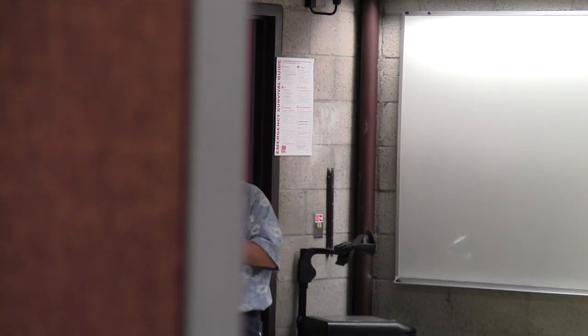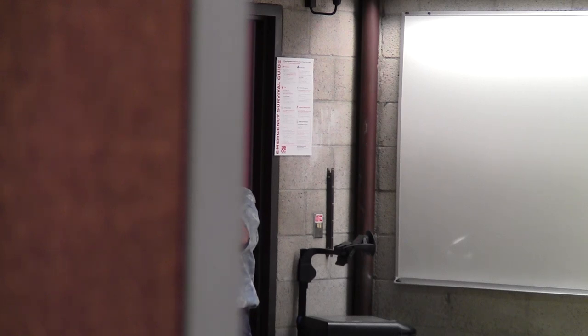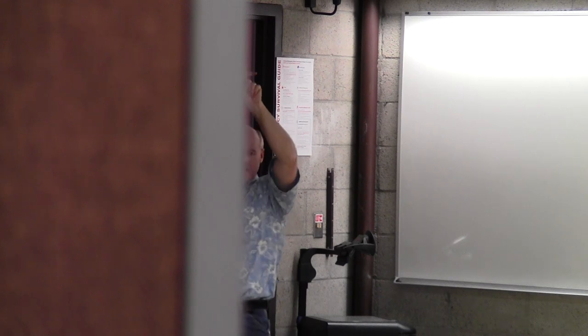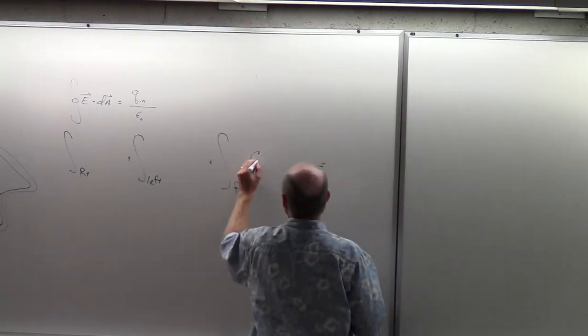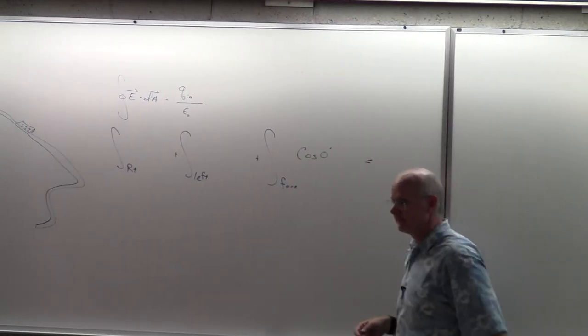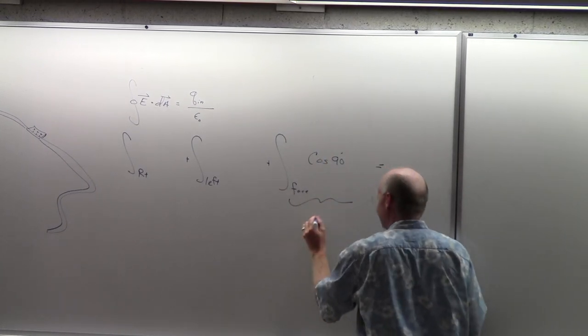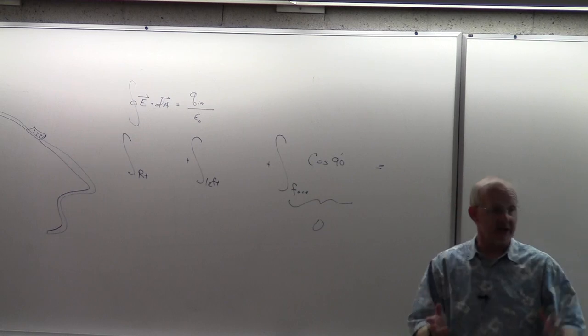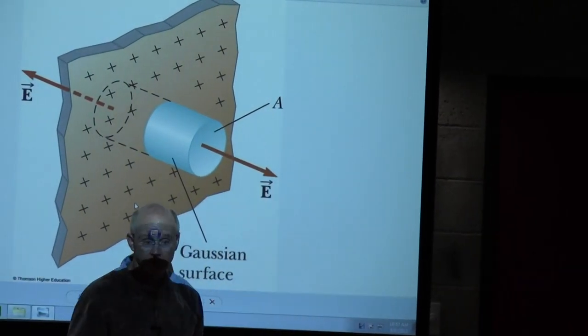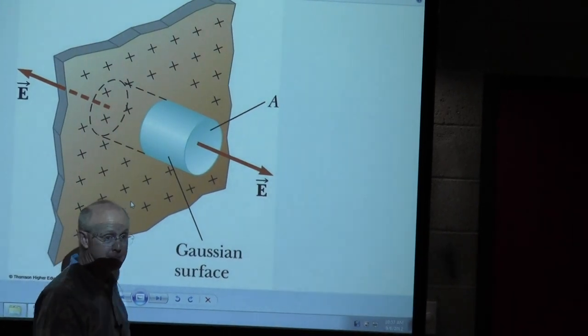That doesn't matter. Isn't it pointing outward that way? And the dA is this way? And over here, as the surface curves around, dA is that way and the electric field is that way. And so everywhere along this face part of it, I get cosine of 90 degrees, which is zero. There is no flux, as a lot of you said. There's no flux that goes through this wrapped around part, the face part, okay?